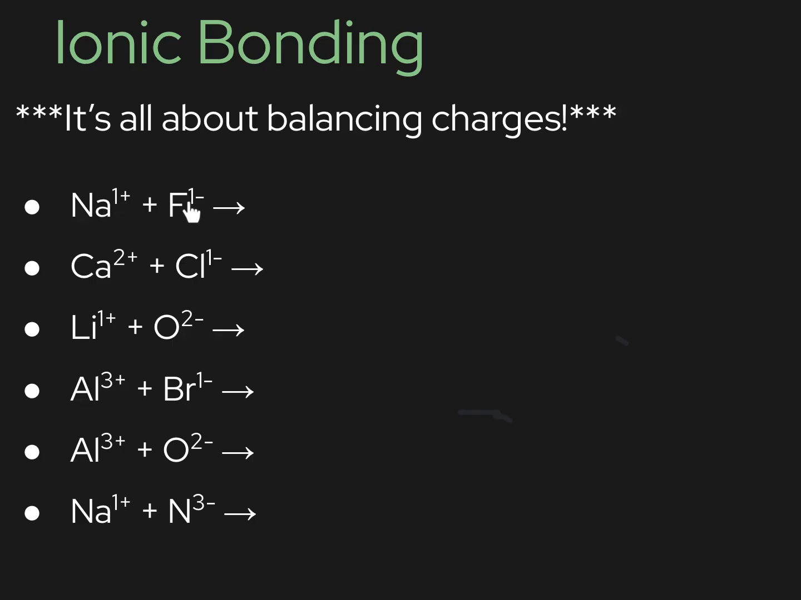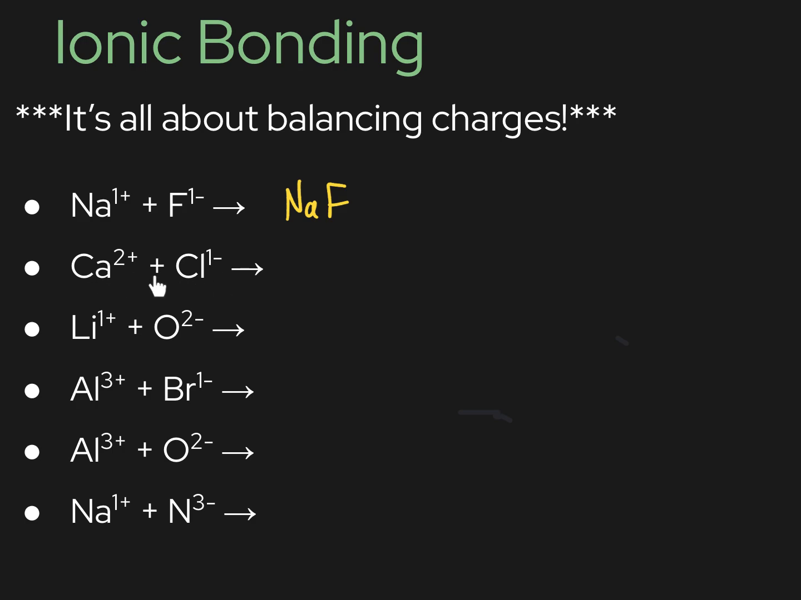Sodium's a 1 plus and fluorine is a 1 minus, and this is pretty easy because you just take one of each and you smush them together and you get NaF as your ionic compound. Because if you take 1 plus charge and 1 minus charge, they add up to equal 0. So it's just one of each. The ratio is a 1-to-1 ratio.